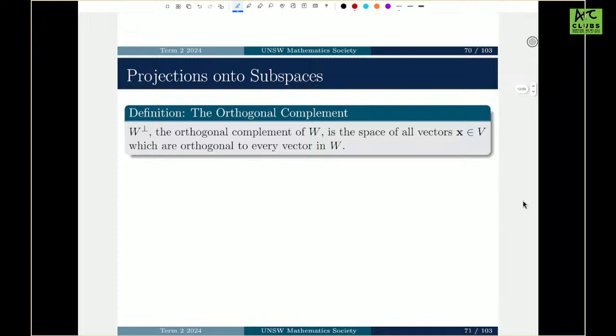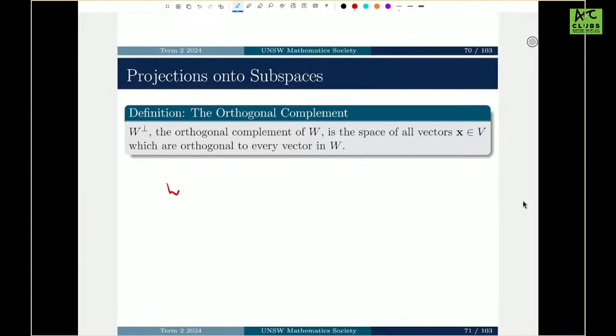Okay, so the next thing is that we can generalize projections further, and we can look at projections onto subspaces, not necessarily just vectors. And we begin by defining something called the orthogonal complement. The orthogonal complement of some vector subspace W is the space of all vectors x which are orthogonal to every vector in W.